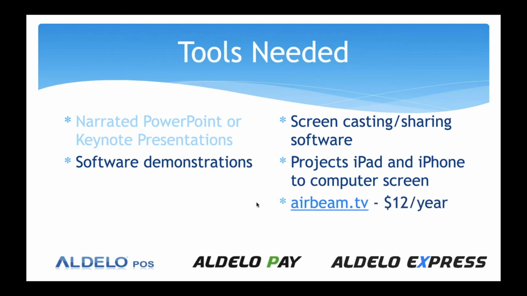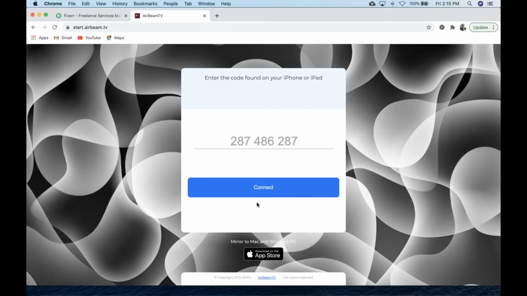I use a product called airbeam.tv. It costs me $12 a year, so it's $1 a month. What you get out of this is pretty high quality resolution. There are some devices and some softwares that do not work well. Just going to tell you now. Now I'm going to set this one up for you, so you can see how it looks.